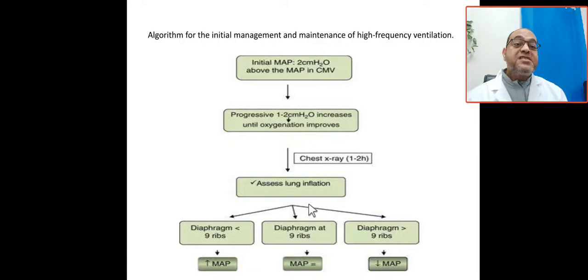If the diaphragm is less than 9 ribs, you have to increase the MAP by 1 to 2 centimeter water. If the diaphragm is at 9 ribs, you have to keep the MAP the same. And if the diaphragm is more than 9 ribs, you have to decrease the MAP by 1 to 2 centimeter. And don't forget your clinical assessment.